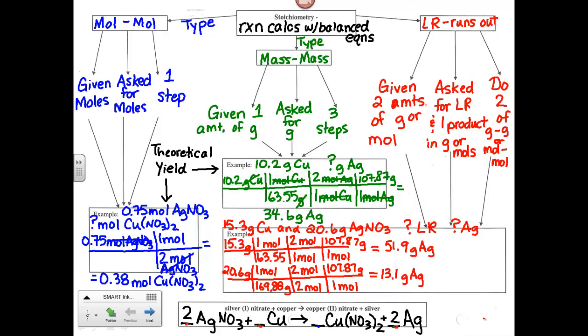Look at the 2 amounts of product you have. Whichever is the lowest amount of product will be the reactant that runs out first. So that was the 13.1. That means the 20.6 grams of AgNO3 will run out first. So the limiting reactant is AgNO3. That's part of our answer. And then we have to say how much product do we get? How much silver is produced? It's always the lower of the 2 amounts. So that's 13.1.